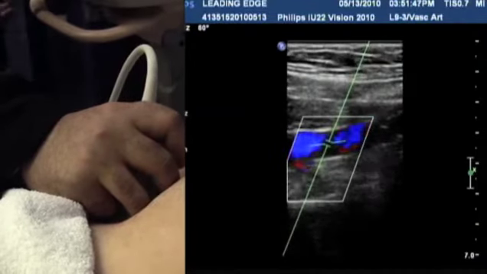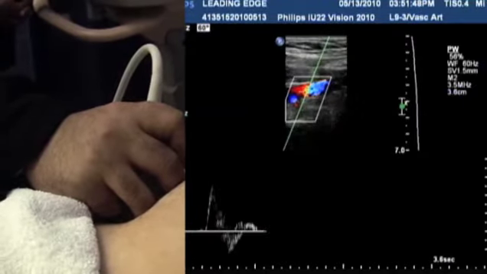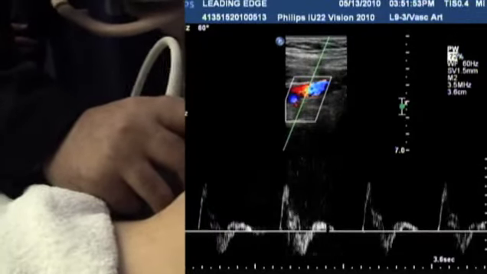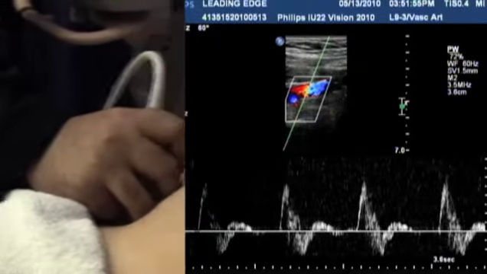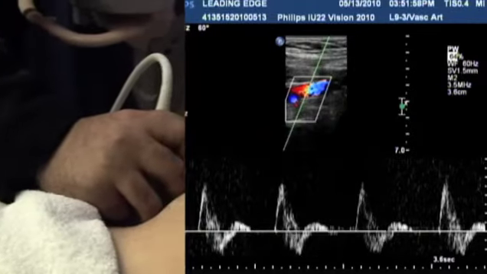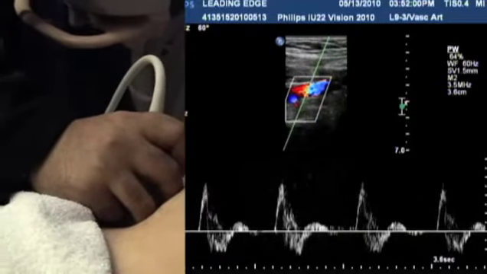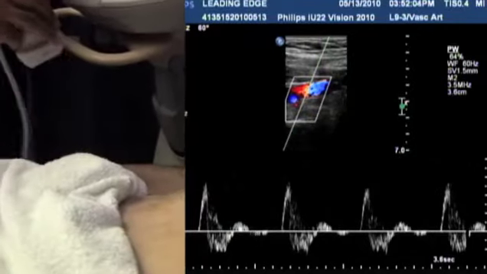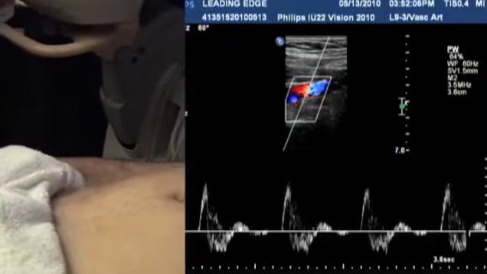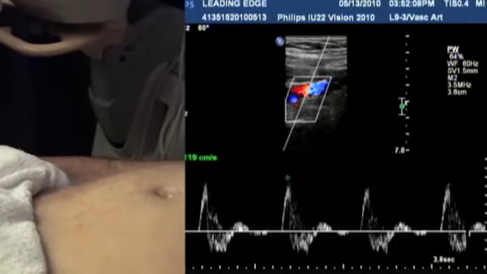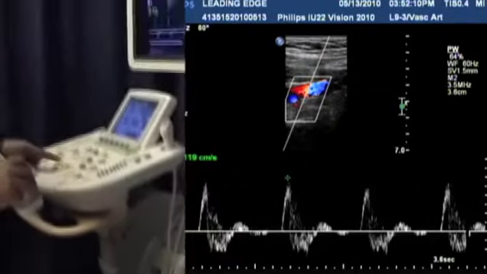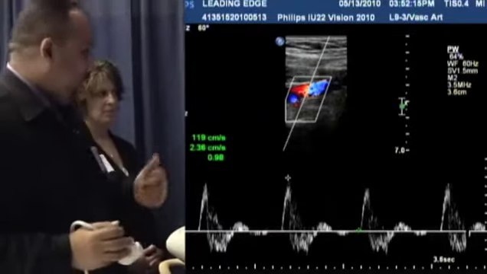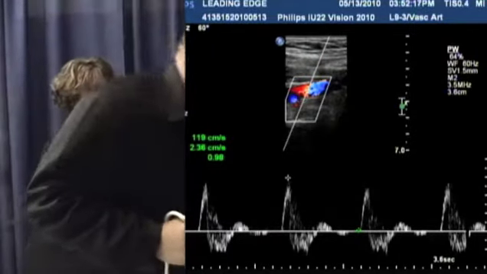And then just do a quick update. Let's listen to that. And again, nice, normal waveform, just increasing the gain a little bit. And again, you would want to, after you get a few representative waveforms, freeze it, and then acquire your velocities. Let's see, caliper, peak, select, and then end diastole, and the velocity here is 119 centimeters per second with a good normal triphasic waveform.